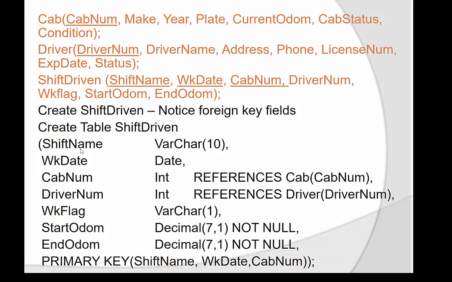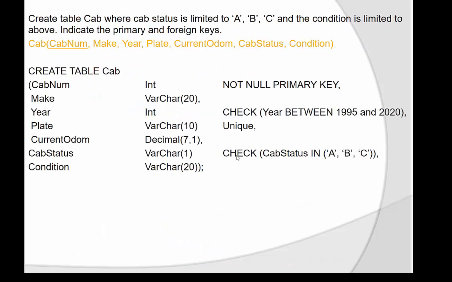The shift name, notice I'm not indicating a primary key. If I indicated a primary key here, then the shift name first, we would only allow the cab to drive one time on first shift, which is ridiculous. So whenever you have a composite key, you do not indicate the primary key at the field level. Okay? So all of these that we have been looking at are called field level constraints. Notice I'm constraining it when I'm defining the field.